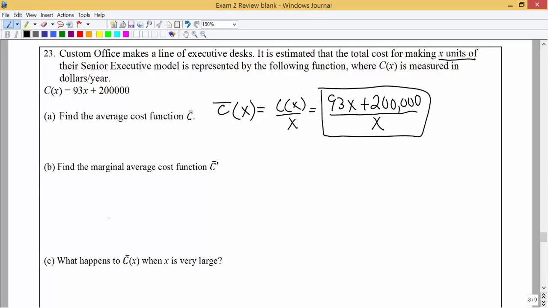For the marginal cost function, we are going to rewrite the average cost function before we find the derivative. This will make it just a little bit easier. So I'm going to take the X and divide it into each term from above. So I'm going to divide each of those terms by X.